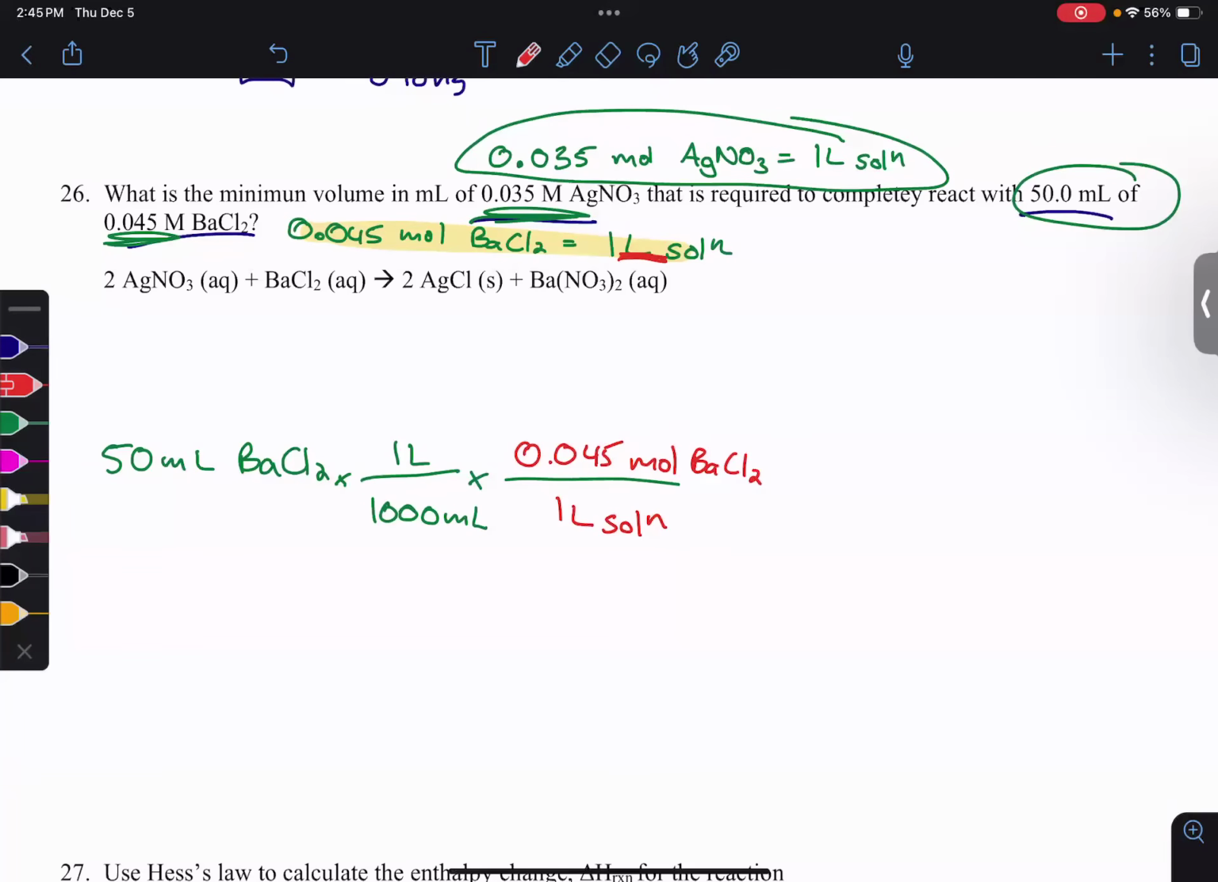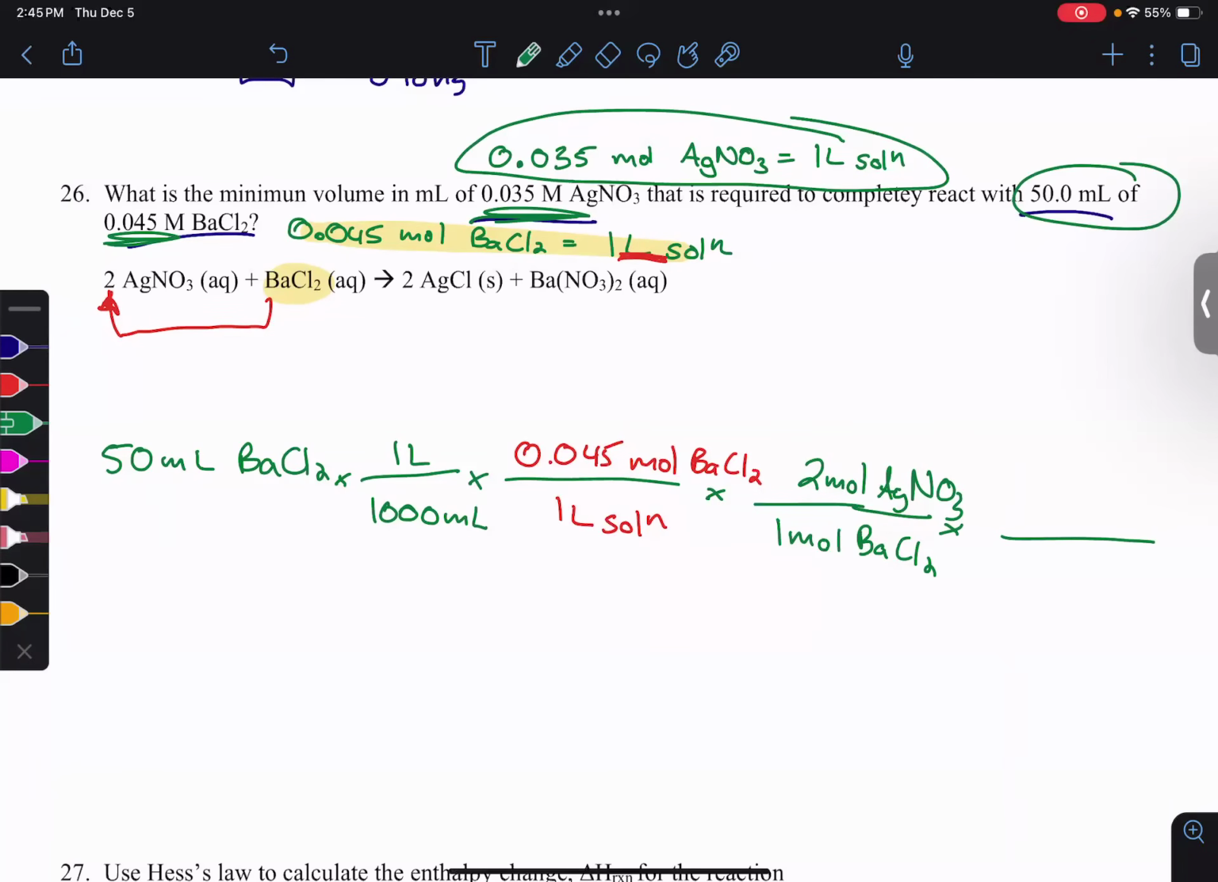I can ride the bus now, right? Where am I going to ride the bus to? We started here. We want to go here, right? We want to go to silver nitrate because we're trying to figure out the volume of that stuff that we want. So the next step is simply stoichiometry, all right? So where am I going to put the 2? Top, very good. So 1 mole of BaCl2 is 2 moles of AgNO3.